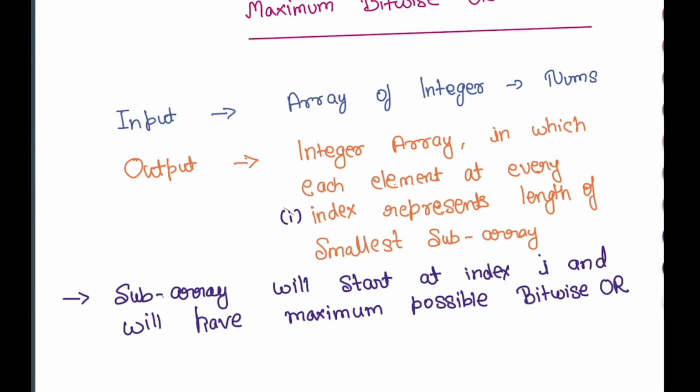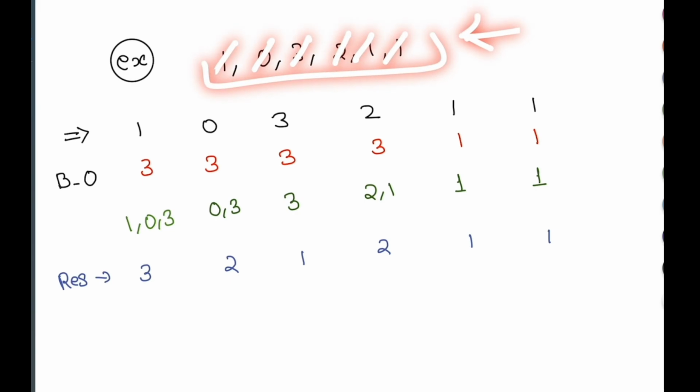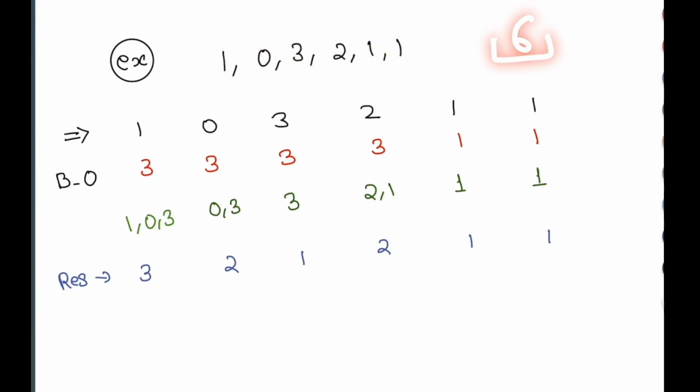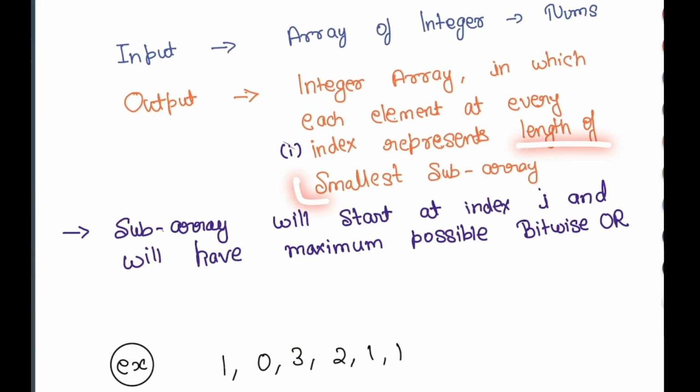This might be confusing, so let me try to explain this with an example, and then everything is going to be clear. The input given in the problem is an integer array nums, right? The elements are, let us say, 1 0 3 2 1 1. There are a total of 6 elements in my array, so I have to output another array of length 6. Basically, for each index I have to find a value. What is that value? For each index in my integer array nums, I want to find a subarray starting at this index and having the bitwise OR as the maximum. But we need to select a subarray with the minimum possible length. The output we need to give is the length of the smallest subarray.